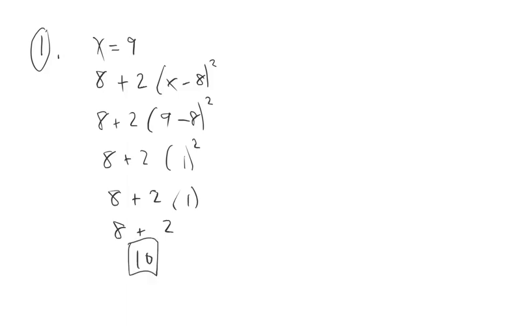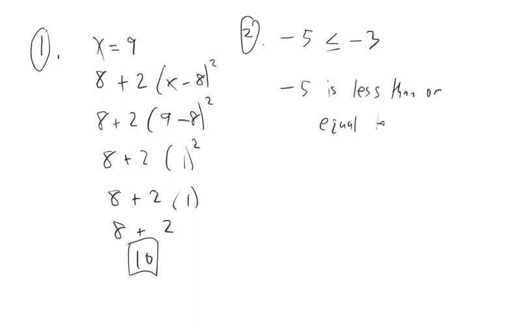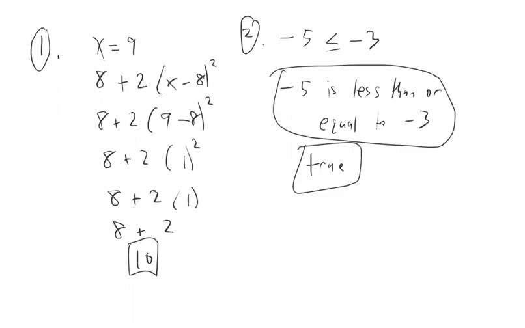And then problem 2. It says to write out the meaning of negative 5 less than or equal to negative 3. In words, negative 5 is less than or equal to negative 3. And is that true or false? Well, that is true. So that's true. All right, then the third problem.